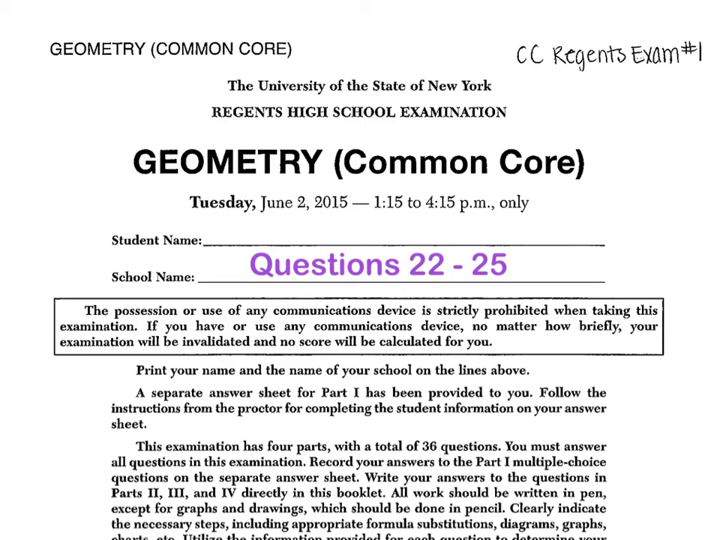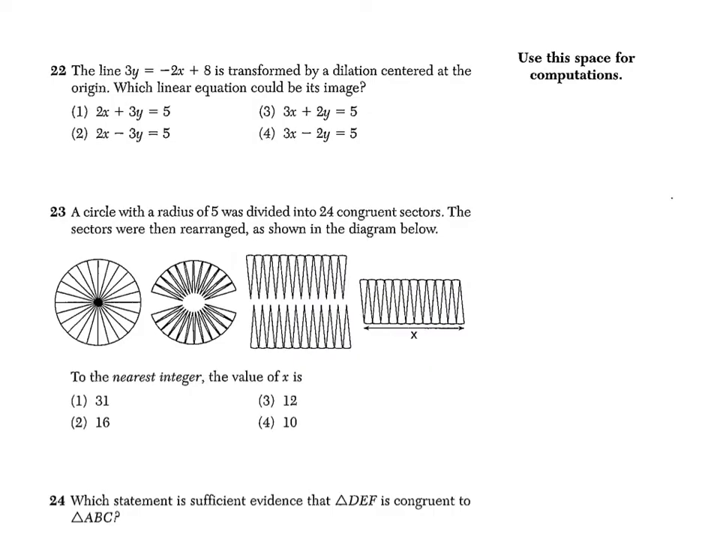This video will cover the Geometry Common Core exam from June 2015, questions 22 through 25. Number 22 says that the line 3y equals negative 2x plus 8 is transformed by a dilation centered at the origin. Which linear equation could be its image?